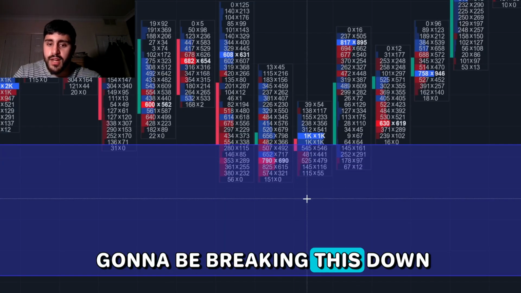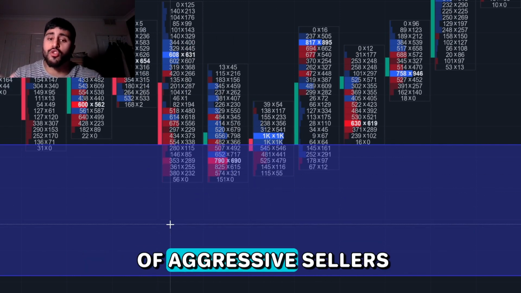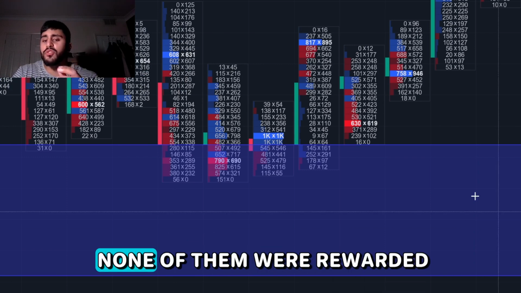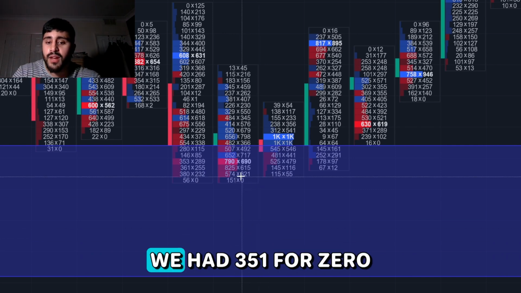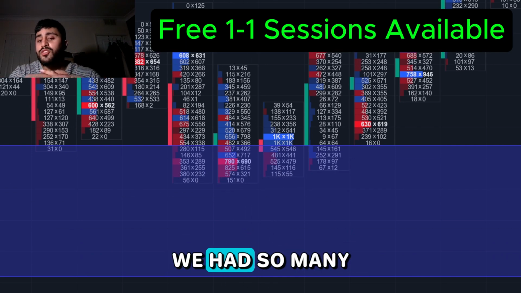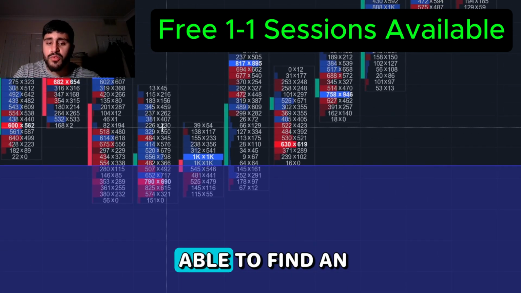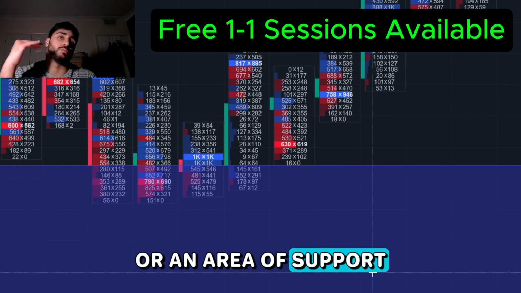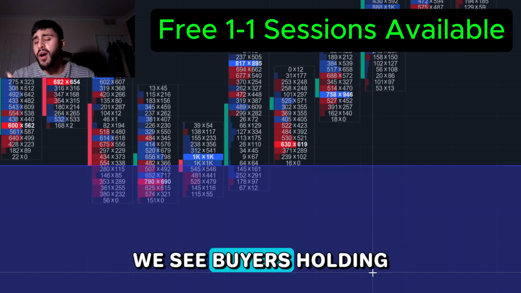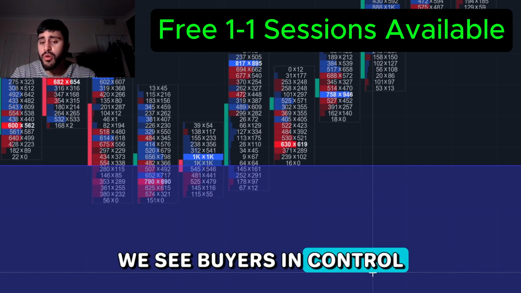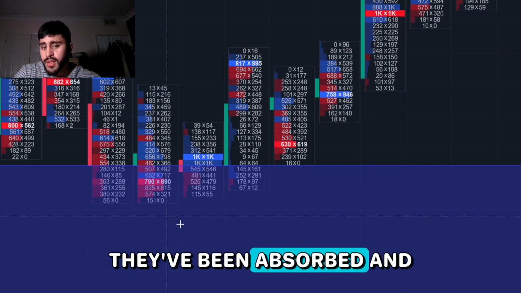Now from here, we're going to be breaking this down and we are going to understand something over here. We are going to understand that we had a lot of aggressive sellers at this area, but none of them were rewarded. I want traders to understand we had 790 for 690, right? We had 151 for 0. We had so many more aggressive sellers than buyers. Despite that, the market was still able to find an area of demand or an area of support. So this POI has actually shown a demand area, right? We see buyers holding. We see buyers in control because the sellers have failed. The sellers have been exhausted, right? They've been absorbed and exhausted, right?